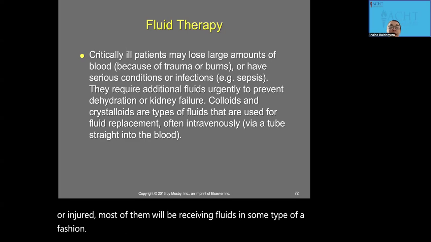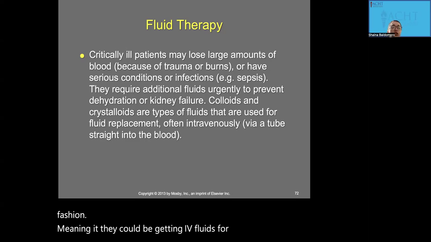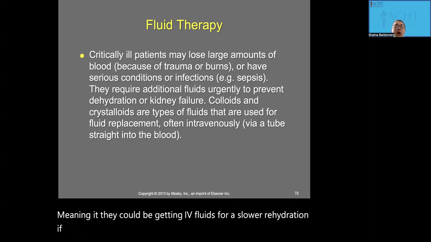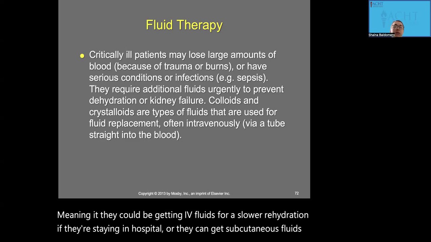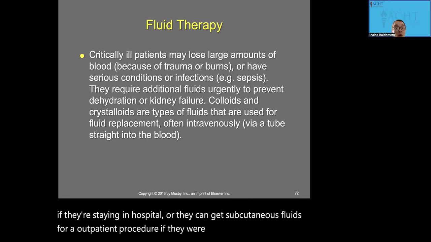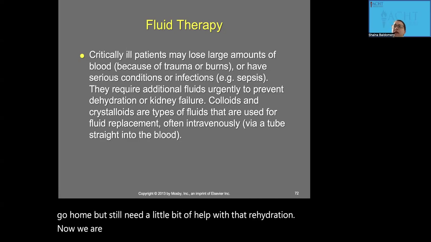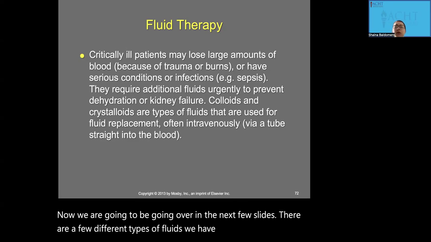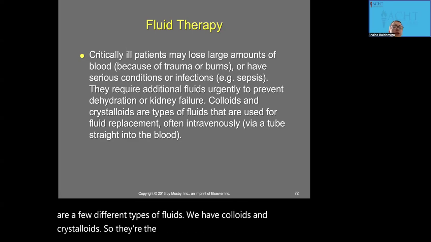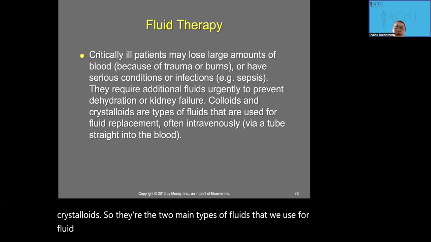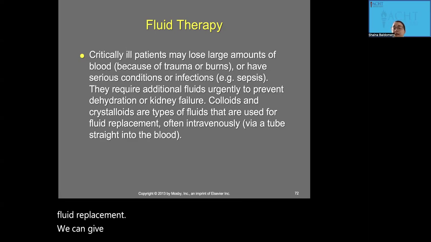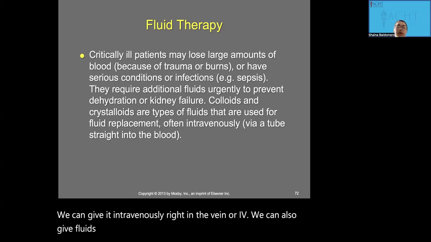Meaning they could be getting IV fluids for a slower rehydration if they're staying in hospital, or they can get subcutaneous fluids for an outpatient procedure if they were well enough to go home, but still needed a little bit of help with that rehydration. Now, we are going to be going over, in the next few slides, a few different types of fluids. We have colloids and crystalloids, the two main types of fluids that we use for fluid replacement. We can give them intravenously, in the vein, or IV. We can also give fluids subcutaneous, sub-Q, that's under the skin.